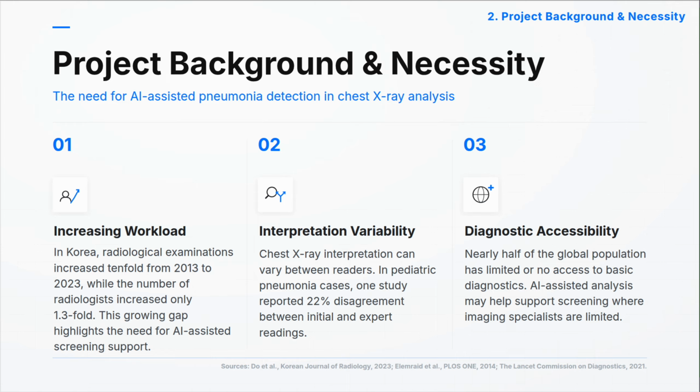In Korea, the number of medical imaging examinations increased nearly tenfold between 2013 and 2023, while the number of radiologists increased by only about 1.3 times. In addition, studies reported about a 22% disagreement rate in pediatric pneumonia interpretation. Another issue is medical accessibility. In developing countries or regions with limited medical infrastructure, radiological interpretation itself may be difficult. Therefore, we focus on the potential of AI-assisted systems as medical screening tools.